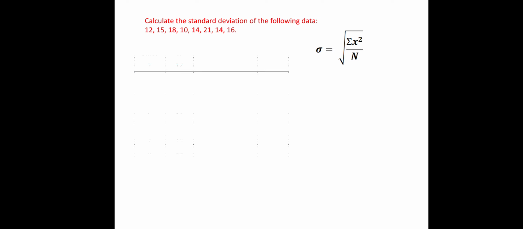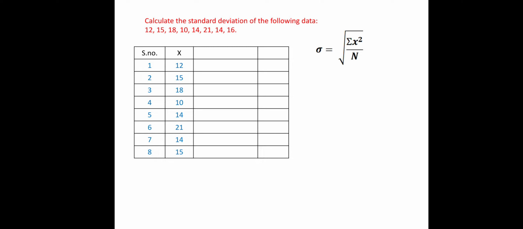Next we'll form a table like this. I have written the serial number in the first column, and another column is for the value of x. This is all the given data, you can see. Next we can do summation of x. Summation of x means you will add all these values of x, and you will get summation of x, which is 119. Next, as you can see in the formula, this is small x, not capital X.